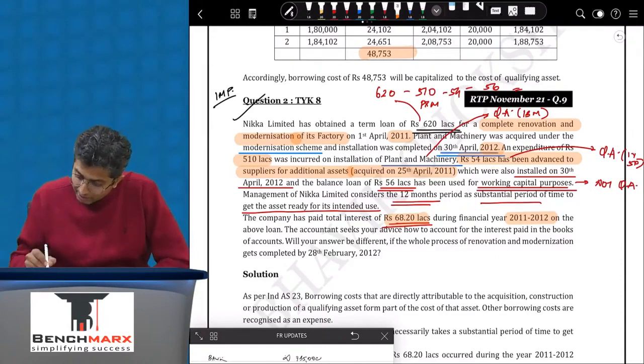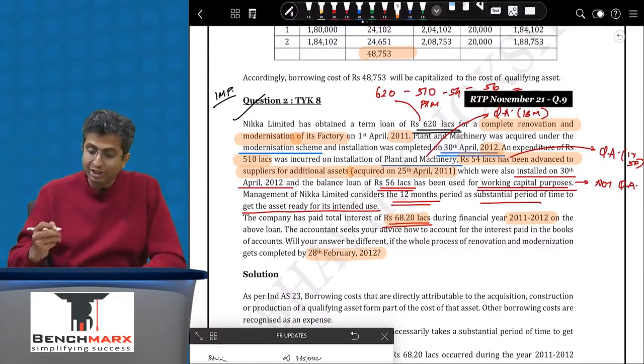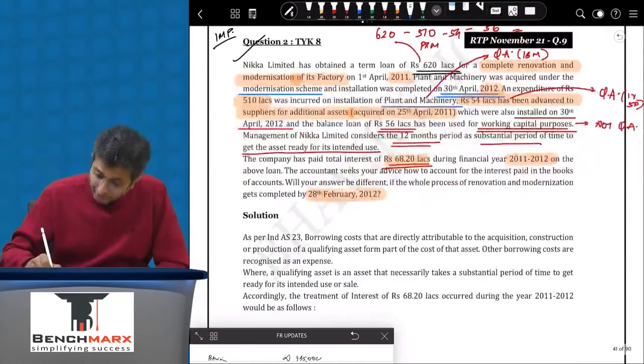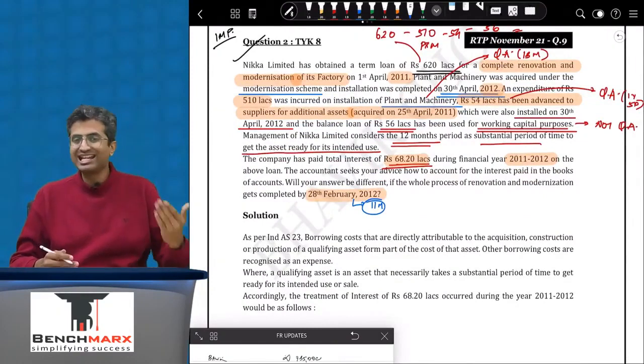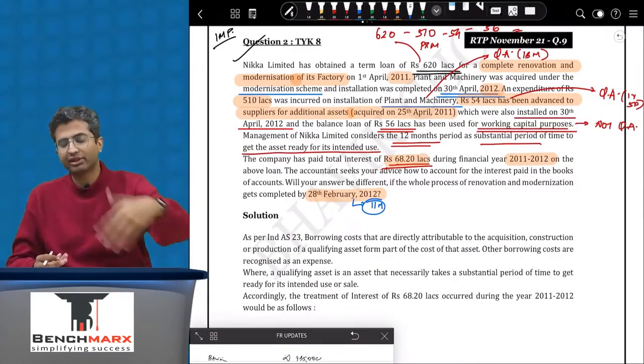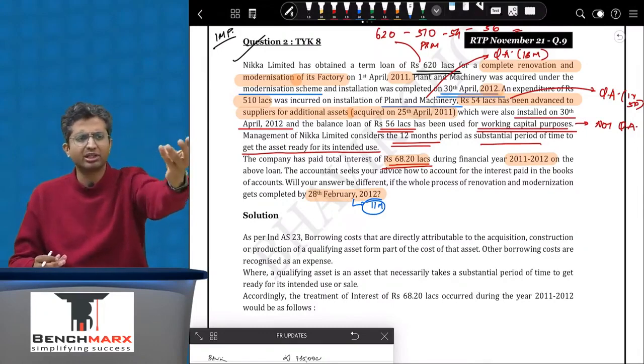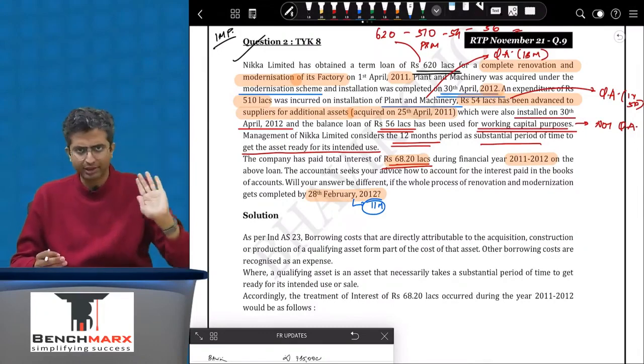Will your answer be different if the whole process of renovation and modernization is completed on 20th of February? If it is completed on 20th of February, it is completed within 11 months. If it is completed within 11 months, then it is not a qualifying asset, and in such a case, the entire 68.2, whether it is working capital or other than working capital, can go to the P&L.